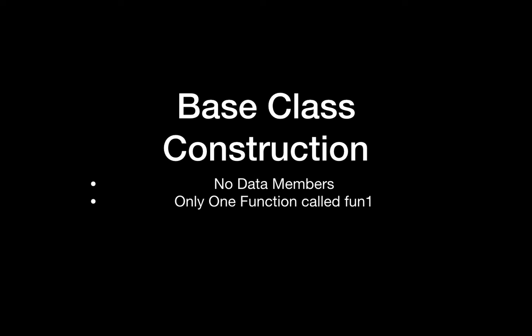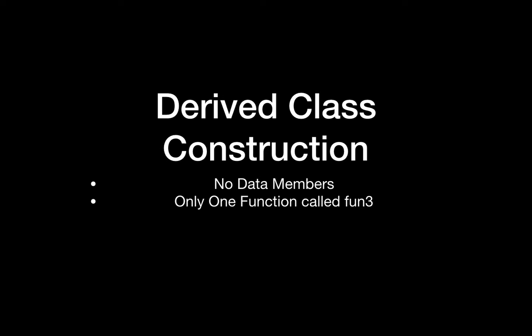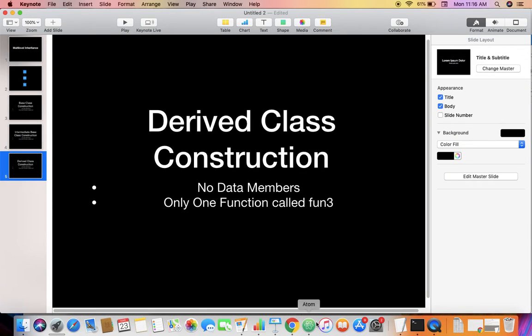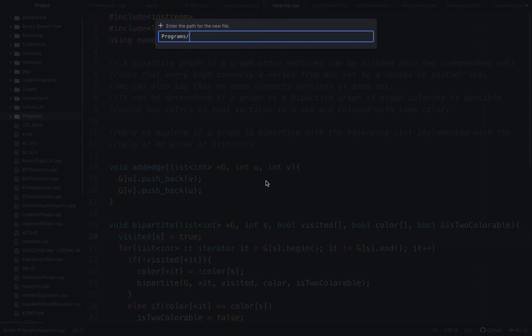We are going to construct a base class which will have no data members and only one function called fun1. Similarly, the intermediate base class will have no data members and will have a function called fun2. The derived class will again have no data members, will have only one function called fun3. Now we are going to keep the code as simple as possible, and we are going to go ahead and construct a working example of it, right?